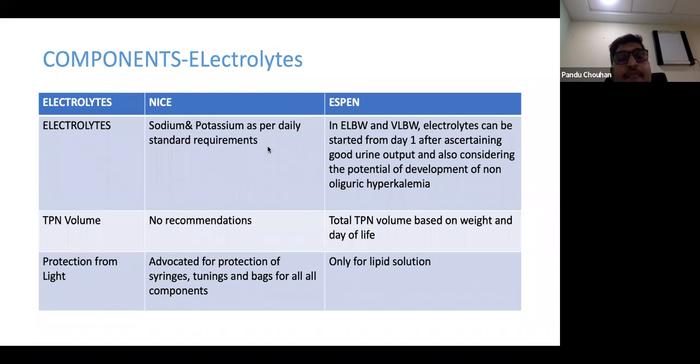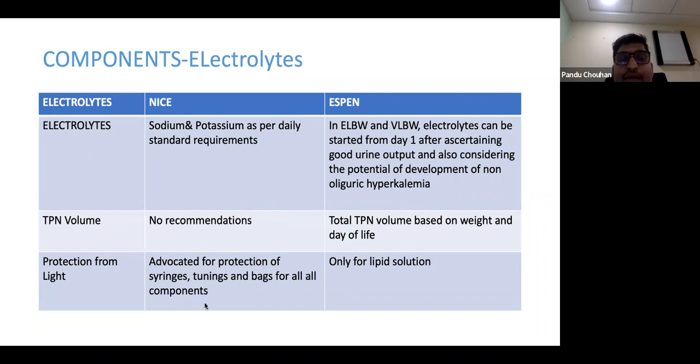When it comes to the general standards, electrolytes are not supplemented for the initial 2 days. However, the European society recommends you can start electrolytes from day 1 itself in case of extremely low birth weight as well as very low birth weight infants, after ensuring good urine output. TPN volume is according to the fluid volume. It should not be more than the fluid volume. The exception is that you can use up to 150 kilocalories per kg in neonates.